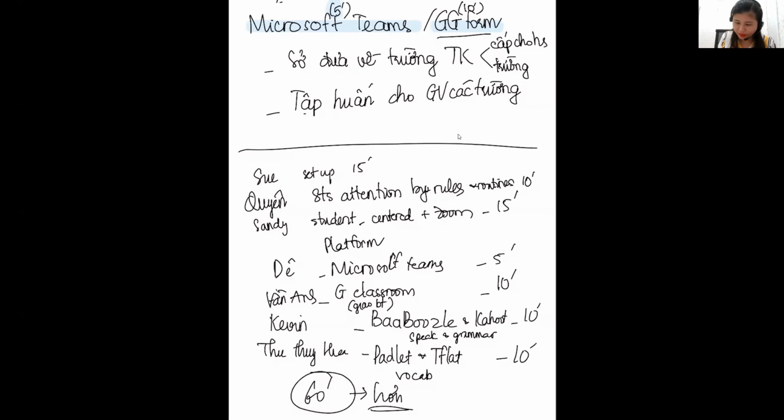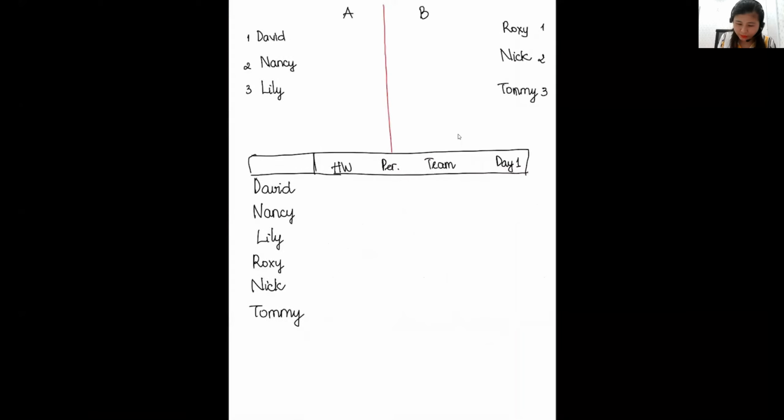Okay, so here, that's what I do. That's how I do. I will have 2 teams. You see, team A and team B, and I will number my students, David, Nancy, Lily, Rosie, Nick, and Tony. So they have a number. For example, A3, A4, B1.